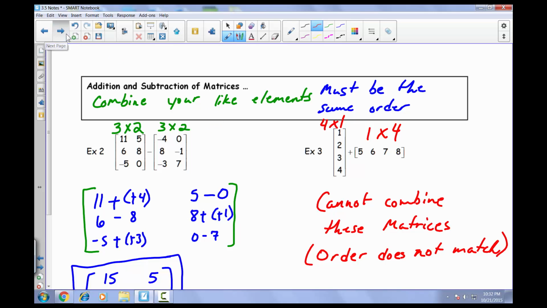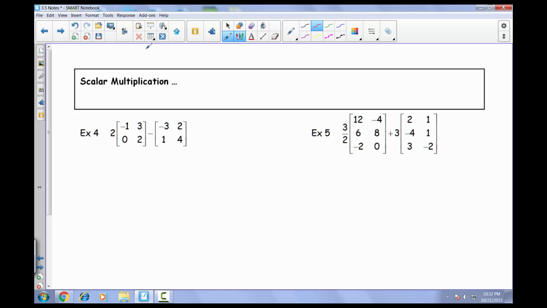Moving on to example 4, talking about scalar multiplication. Scalar multiplication is pretty much any time that you have a number in front of your matrix. As we can see here, there's a number in front of the matrix. Here's another number in front of this matrix. Anytime you see scalar multiplication, you're going to pretty much distribute that to every single element.